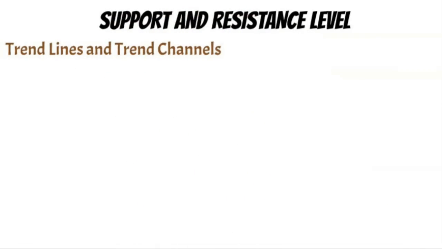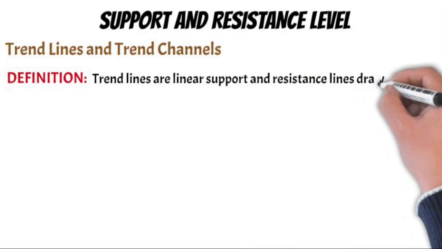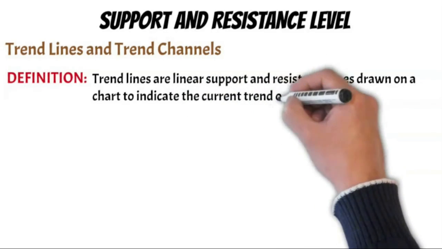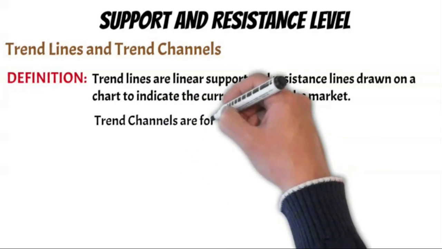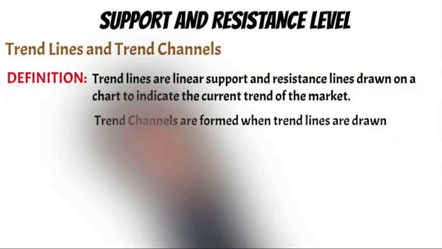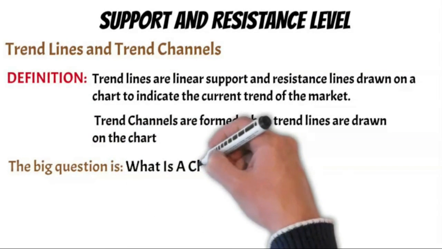We will now be looking at the subtopic under support and resistance. We will talk about trend lines and trend channels. Trend lines are linear support and resistance lines drawn on a chart to indicate the current trend of the market. Now, trend lines are formed when trend channels are drawn on the chart. Linear support and resistance are drawn going downwards or upwards, and by drawing a downward support and resistance, you will create a channel. Now, the big question is, what is a channel?